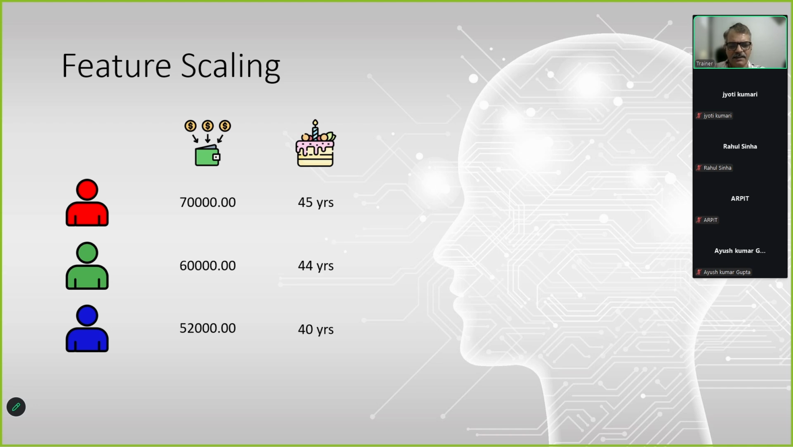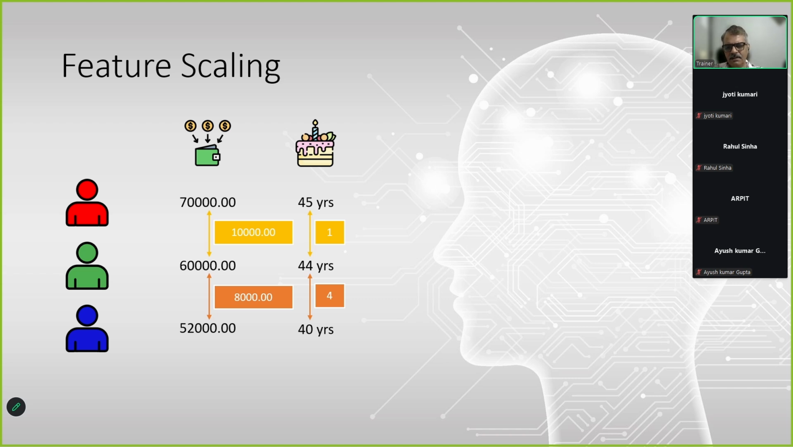Now let's have a look at this calculation together. The difference in the salary here is 10,000 and here it is 8,000. In terms of age, the difference between the green and the red person is 1 year, and between the green and the blue person is 4 years. So the difference between red and green is 1 year.